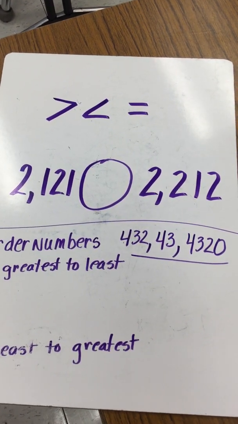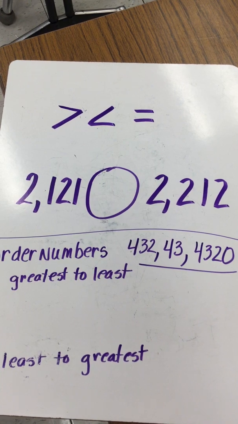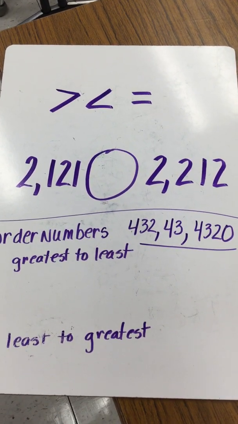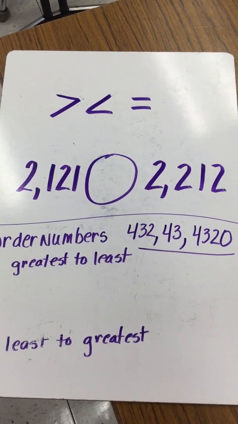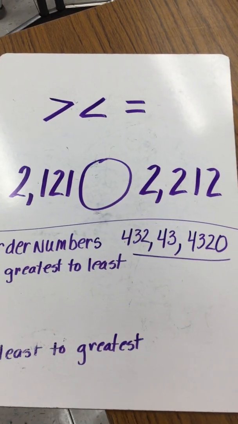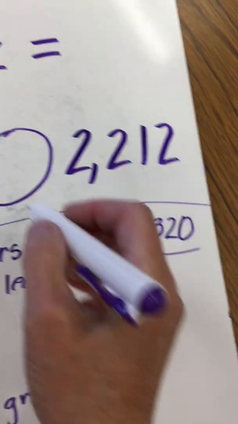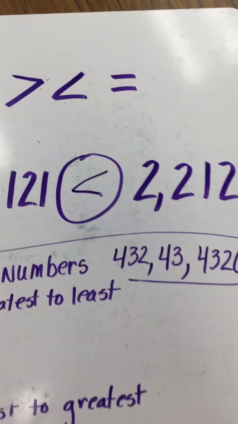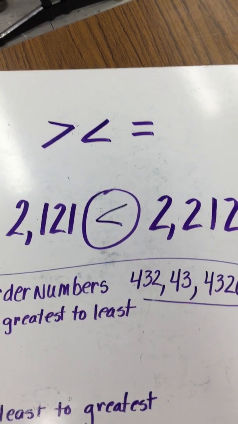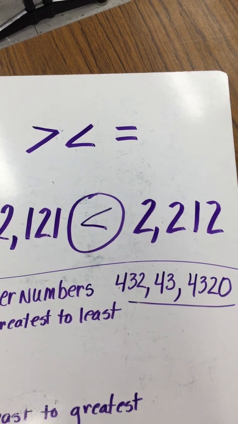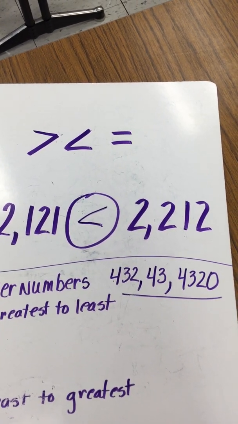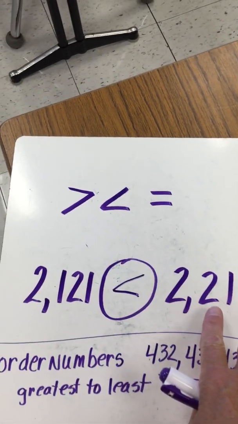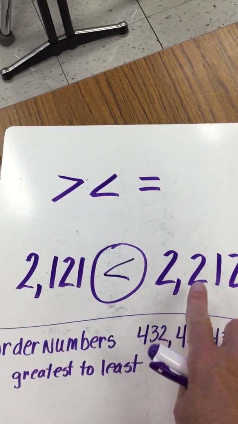And remember, when you use those, the arrow, or I call it a V that's laying on its side, always points to the smaller number. So, bear with me as I put this in. It reads this way: 2,121 is less than 2,212. You can see that this number is bigger because of the number it has in the hundreds.